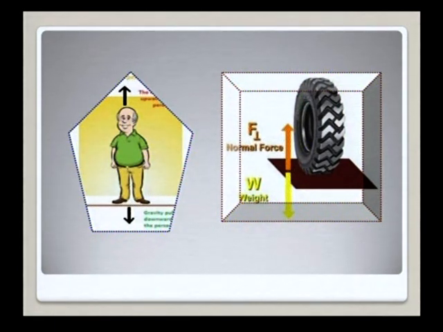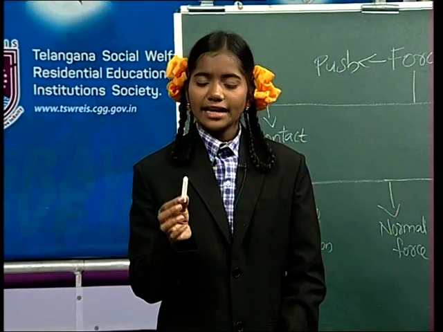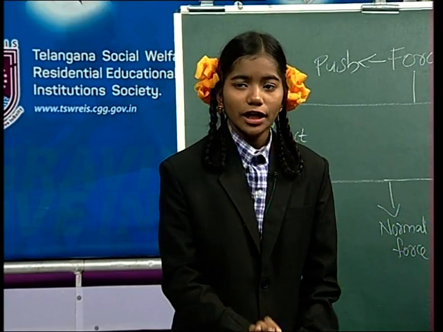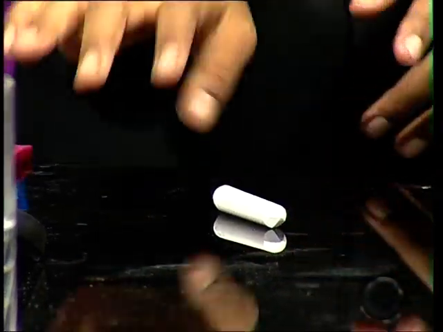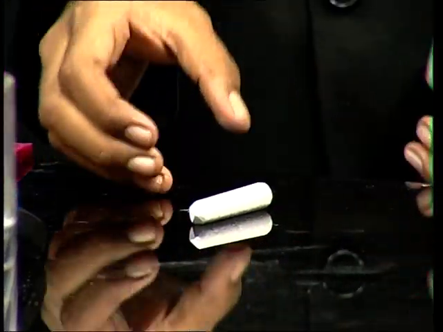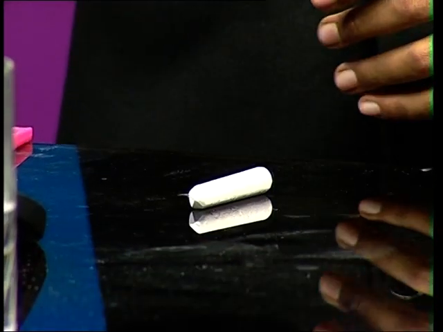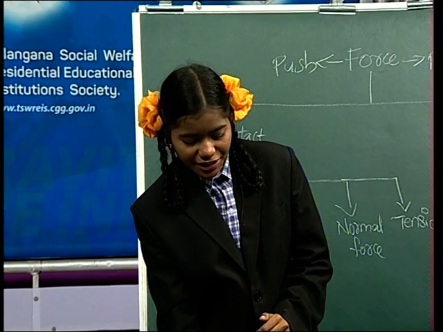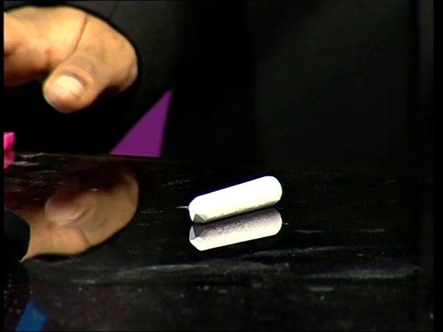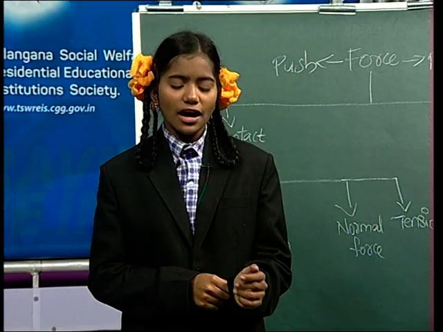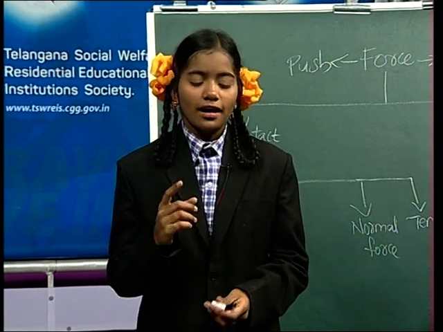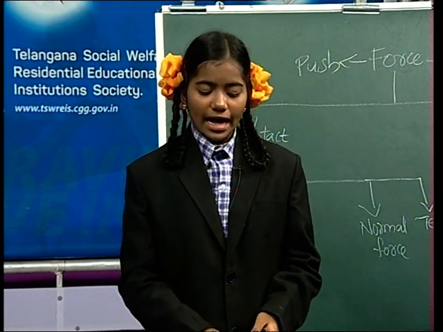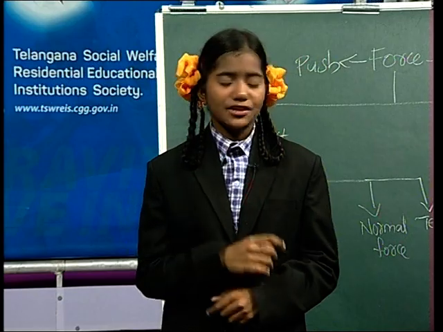And let us do another activity. Now, I take a chalk piece and place it on the table. So, it is also an example of normal force, because here the normal force acts upwards and the gravitational force acts downwards. Friends, did you clear your doubt? Okay, do you now get an idea on normal force? Okay, and the next one is tension.